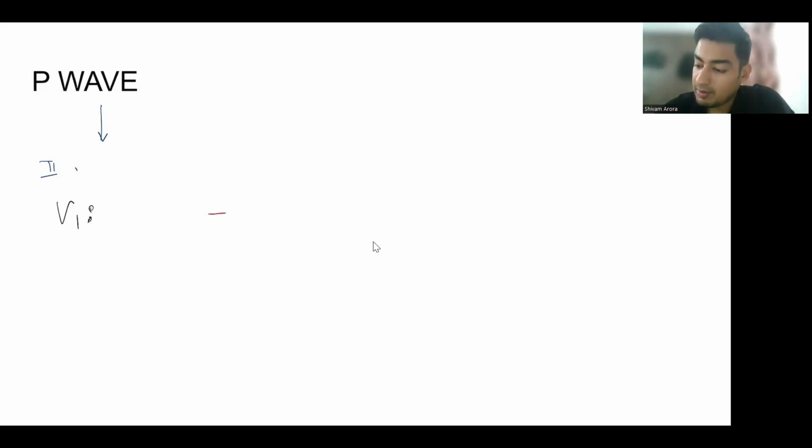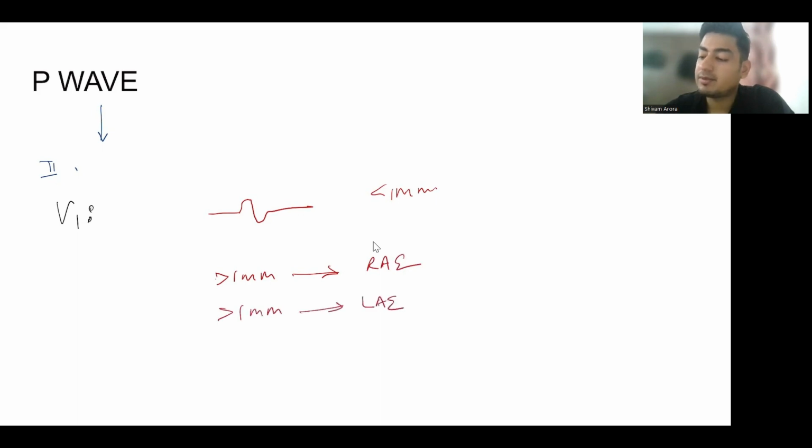Now in lead V1, as we know, the normal P wave is biphasic, with both upward and downward deflection less than 1 mm. So if the upward deflection is more than 1 mm, it represents RA enlargement. If the downward deflection is more than 1 mm, it represents LA enlargement. Clear?